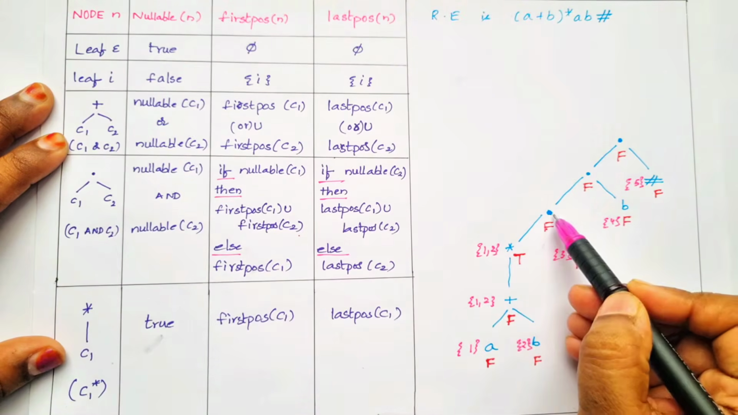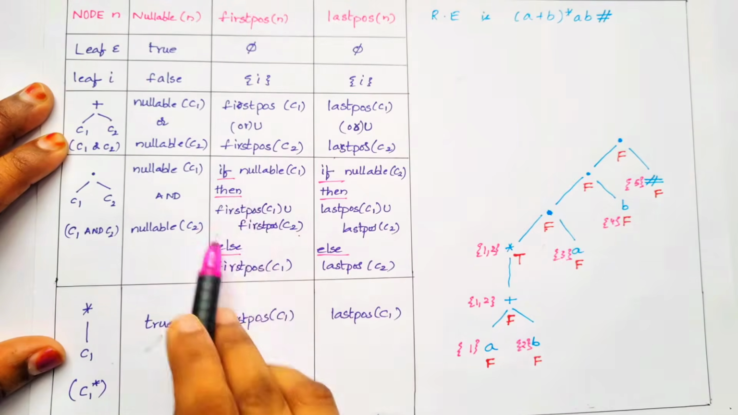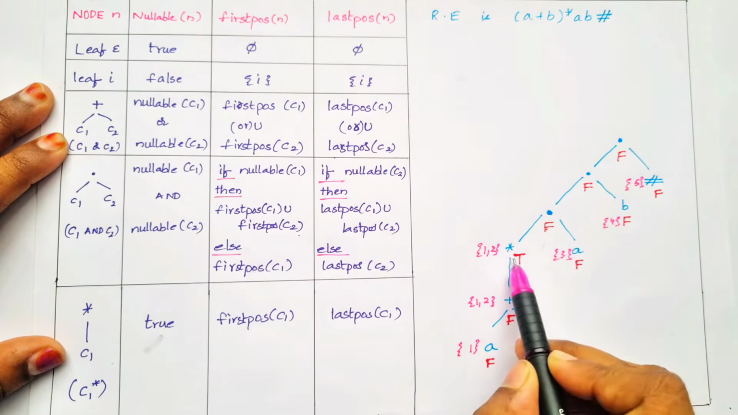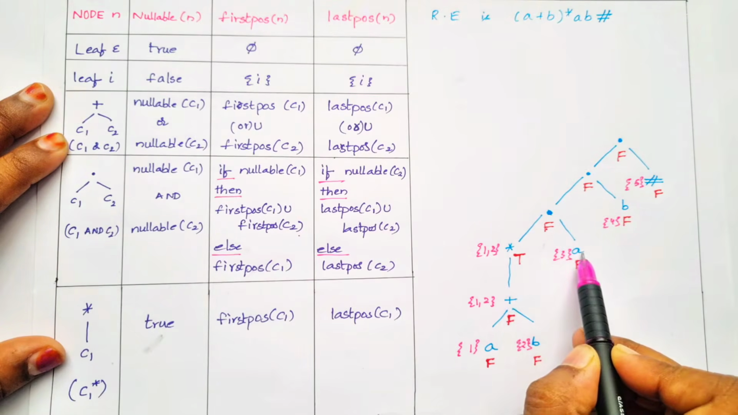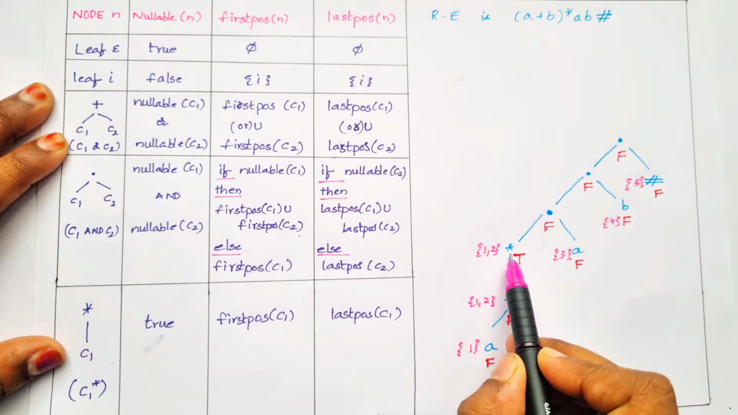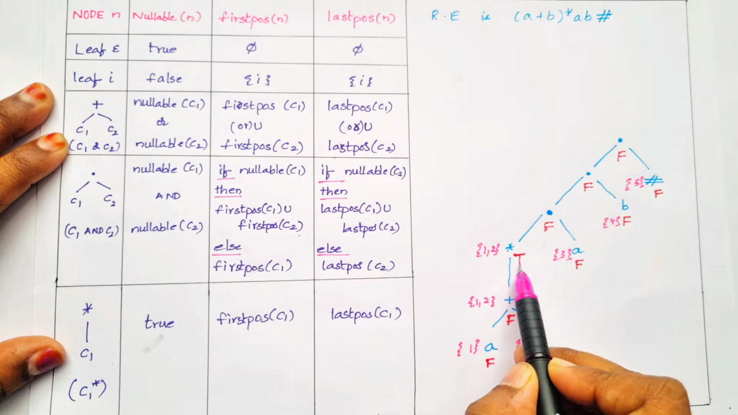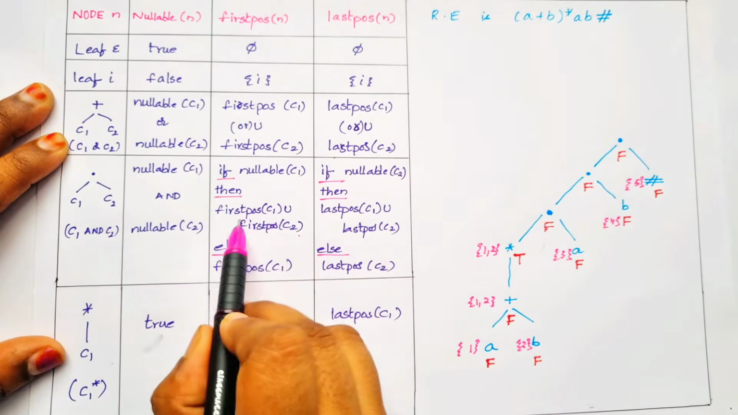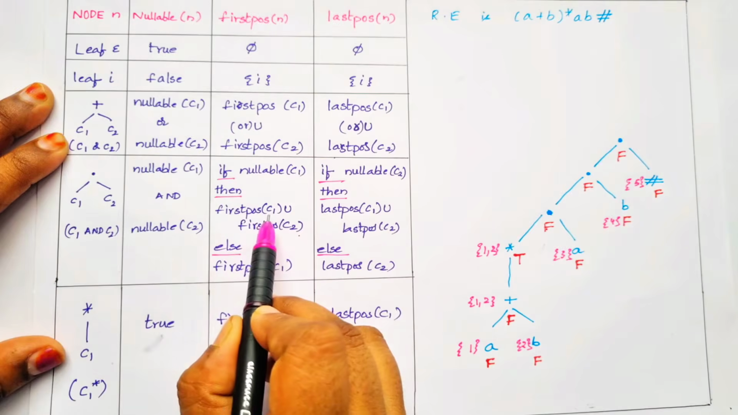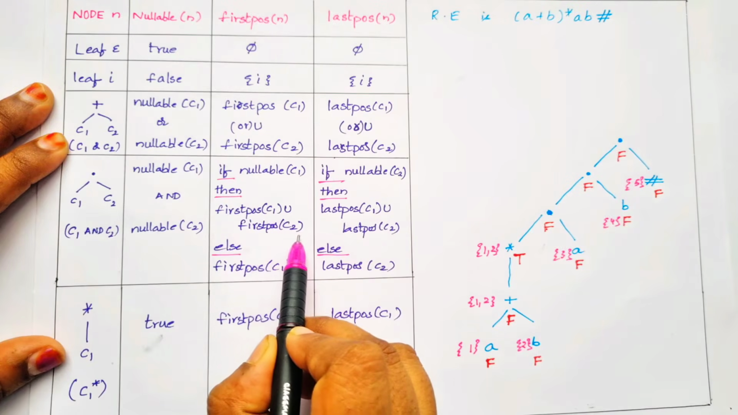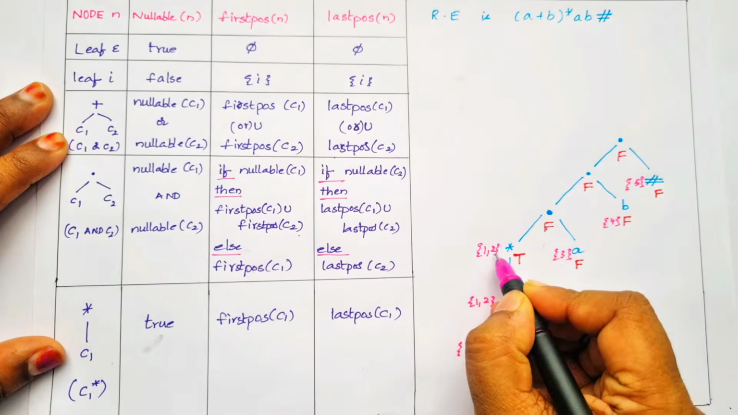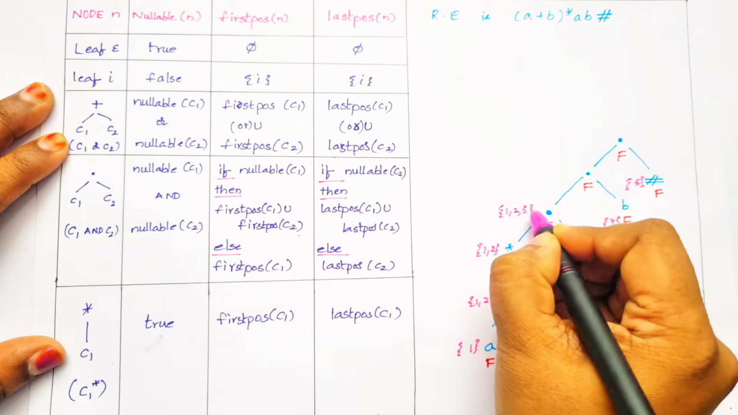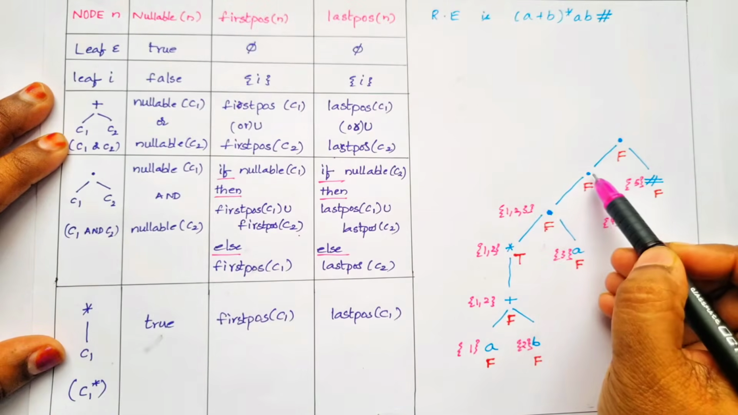Next, come to dot. How to find out first position for dot? If nullable of C1, what is C1 here? Star. C2 is a. What is nullable of star? True. If true, then we will go for the first condition. What is the first condition here? First position of C1 union first position of C2 means 1 comma 2 union 3, which gives 1, 2, 3.